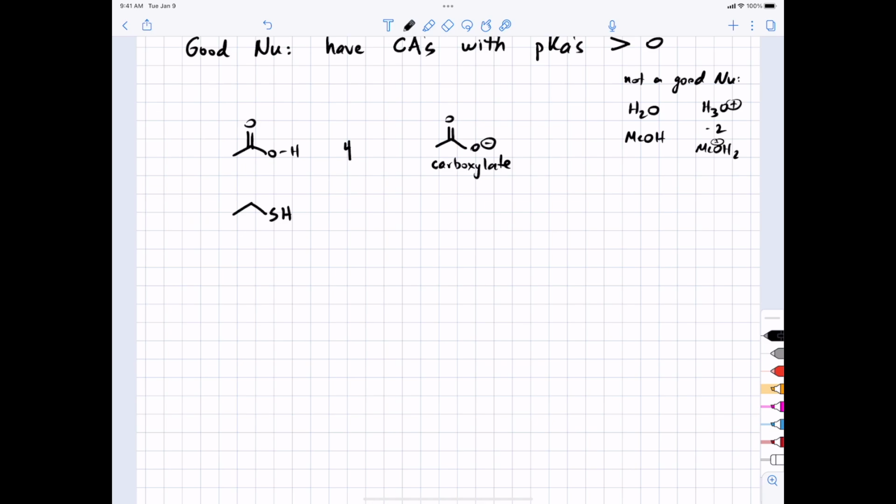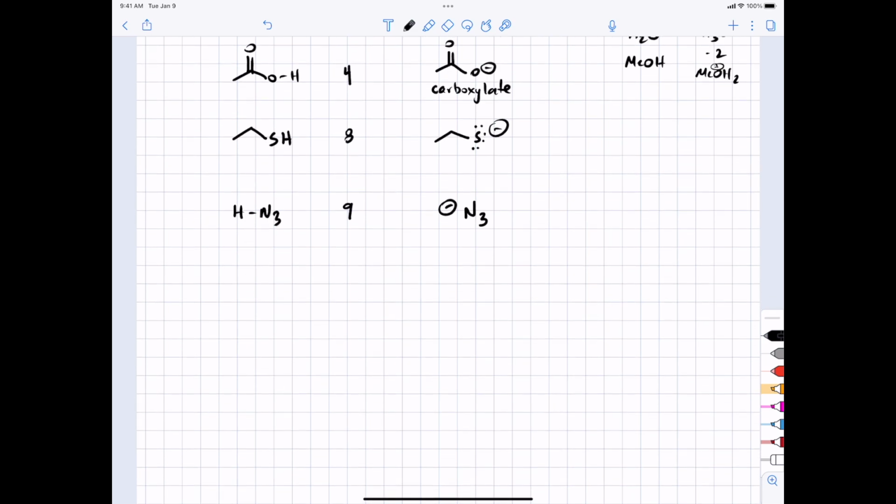thiols, or rather thiolates, that is, negatively charged conjugate bases of thiols. That's a pKa of 8. Let's see, I'm missing a bunch of stuff. Azide, N3 anion, we should put that here, has a conjugate acid HN3, which has a pKa of around 9. Also, CN minus has a conjugate acid HCN, pKa around 9.